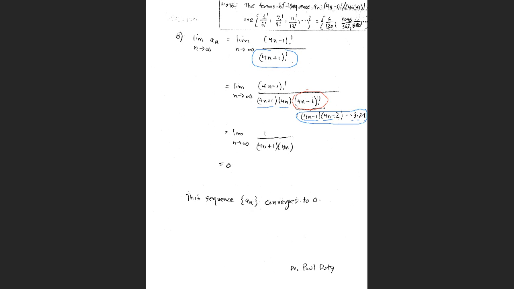You see that? And so what's going to happen is you have a (4n minus 1) factorial in the denominator and a (4n minus 1) factorial in the numerator. So they simplify out, they divide out, and so you're going to get the limit of 1 over (4n plus 1) times 4n in the denominator. And so this sequence will approach 0. Absolutely fascinating.